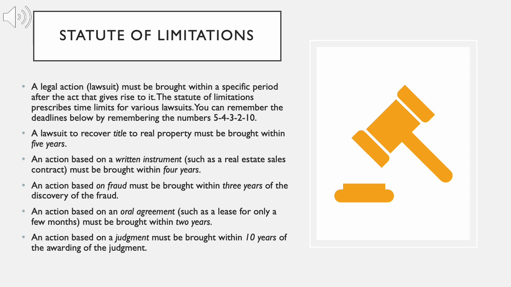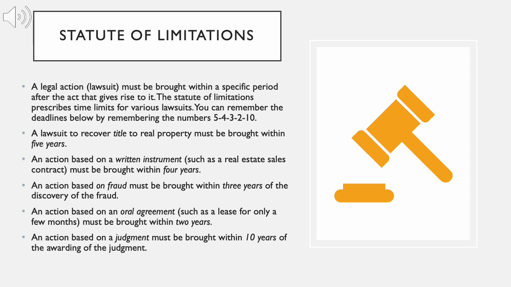A legal action lawsuit must be brought within a specific period after the act that gives rise to it. The statute of limitations prescribes time limits for various lawsuits. You can remember the deadlines below by remembering the numbers 543210. A lawsuit to recover title to real property must be brought within 5 years. An action based on a written instrument such as a real estate sales contract must be brought within 4 years.